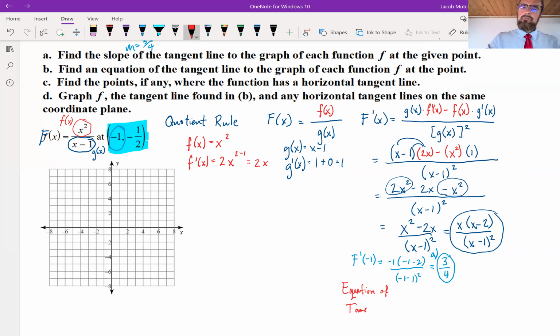And as I'm writing, try to decide how would you start setting that tangent line up. Which form are you going to choose? I'm going to choose the point slope form. y minus y1 equals m times quantity x minus x1. And remember, there's three things to substitute for: the slope, x1, and y1. So I'm going to do that right here, right now. The slope we just found to be 3/4. And then x1, y1 are going to come from my point there, -1, -1/2.